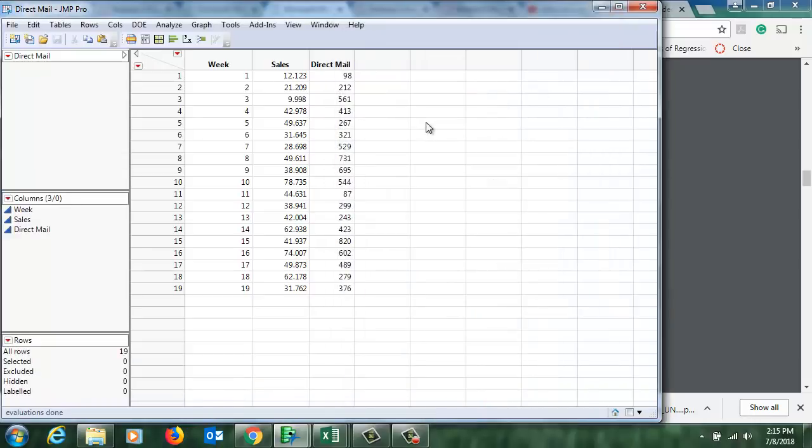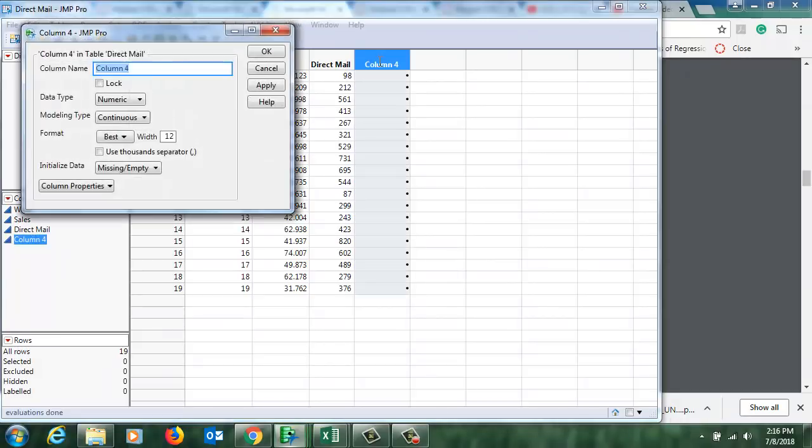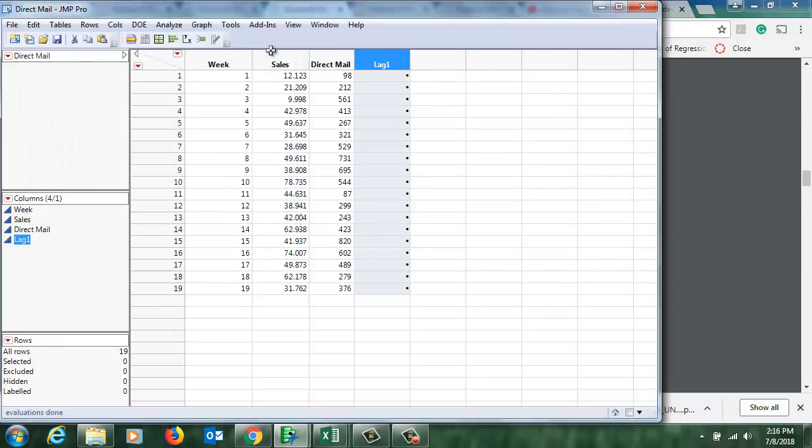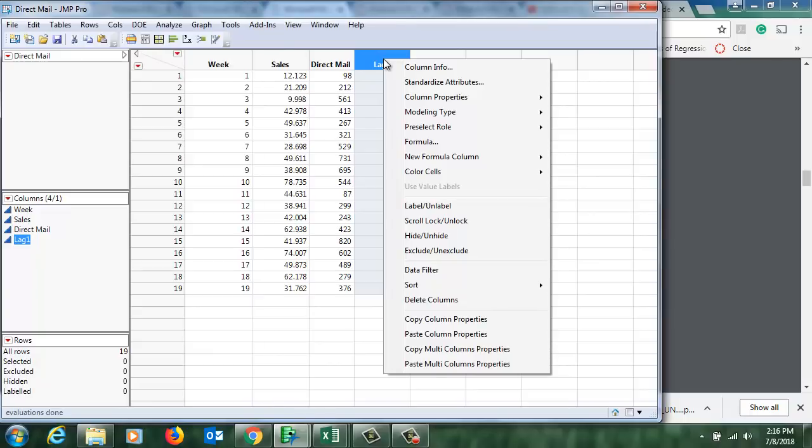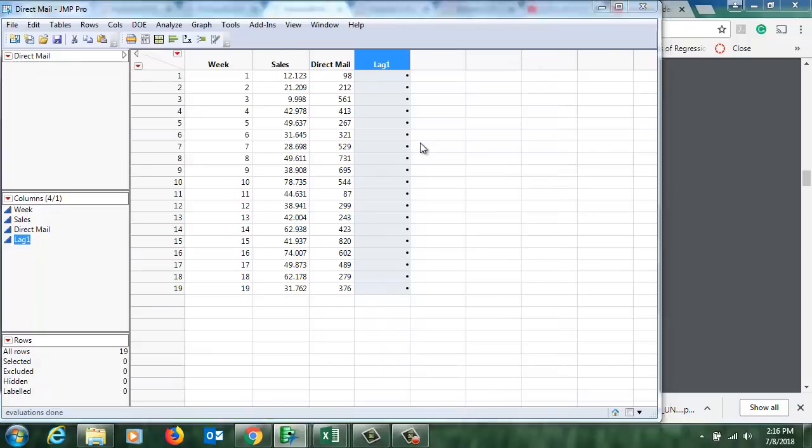So we go back and lag the data. That means if the effect of direct mail is observed next week. For lagging the data, we need a new column. I call it lag 1. And then we get to the formulas, right-clicking on the column header to Formula.